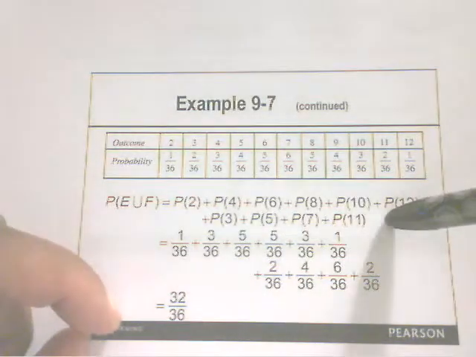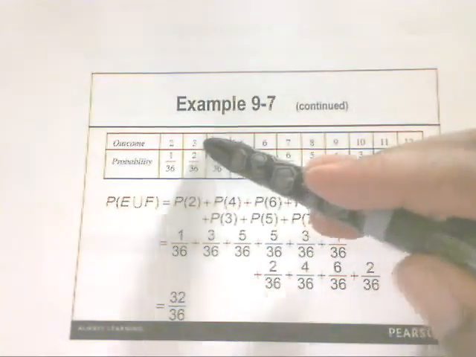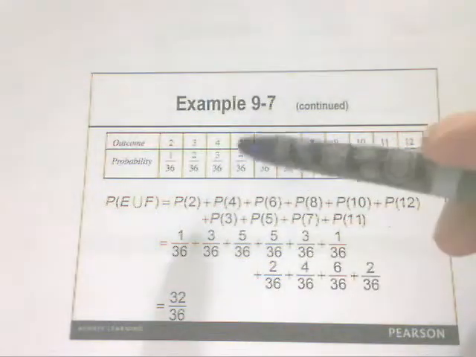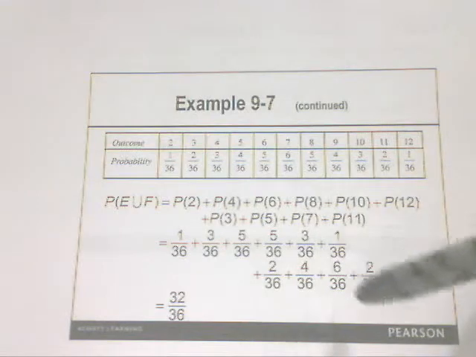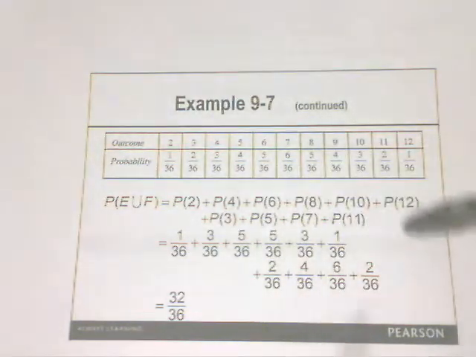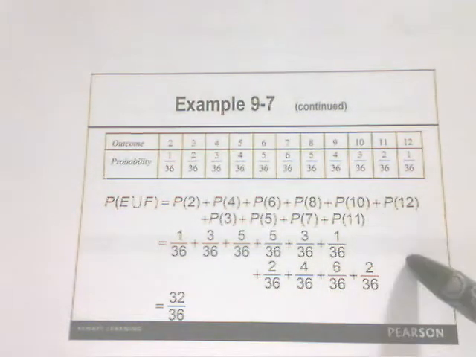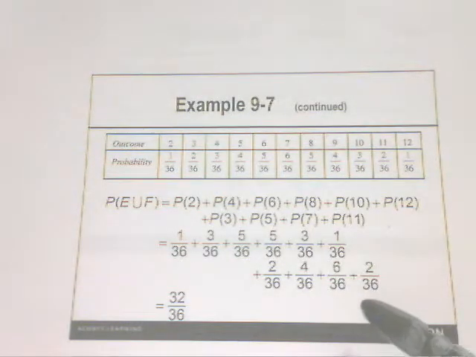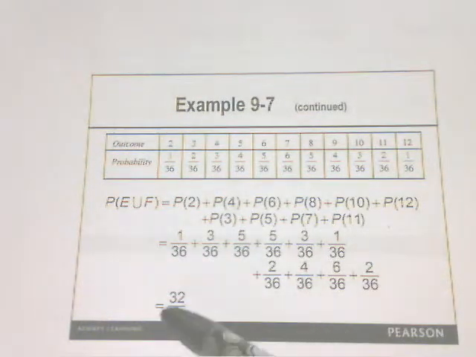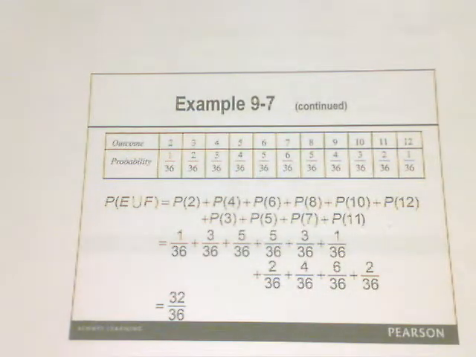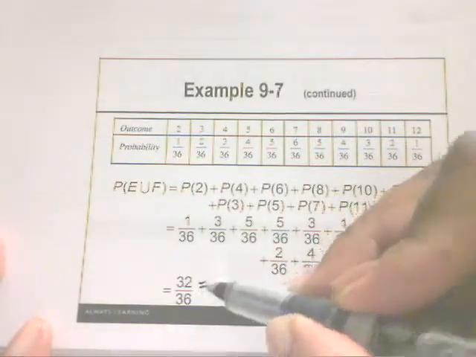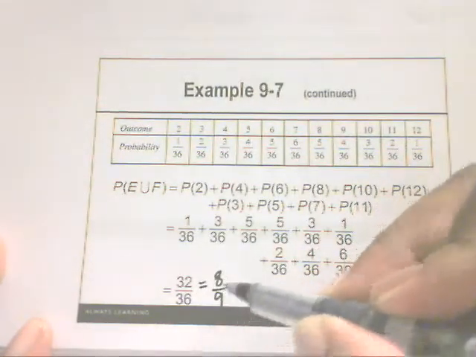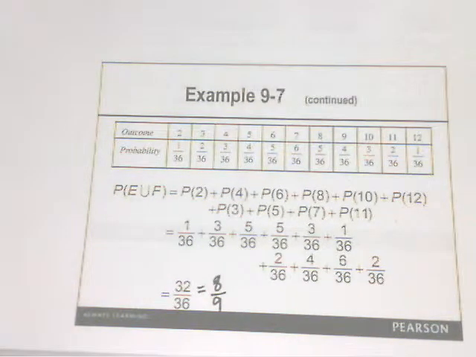And then the probabilities for your prime numbers: for 3, that's 2 out of 36. For 5, that's 4 out of 36. For 7, 6 out of 36. And for 11, 2 out of 36. Add all those numbers together. The common denominator is 36. Just add the numerators and keep the same denominator. It'll be 32 over 36. And if you were asked to reduce this, this will be 8 ninths. Just divide the numerator and the denominator by 4.